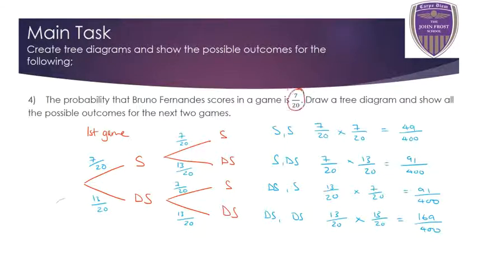I'm telling you, there's a 7/20 chance that he scores. There must be a 13/20 chance that he doesn't score, because that needs to add up to 1, doesn't it? Or in this case, it needs to add up to 20/20. This is the second game then. And it's exactly the same thing, isn't it? It's still 7/20 chance he scores, still 13/20 that he doesn't score.